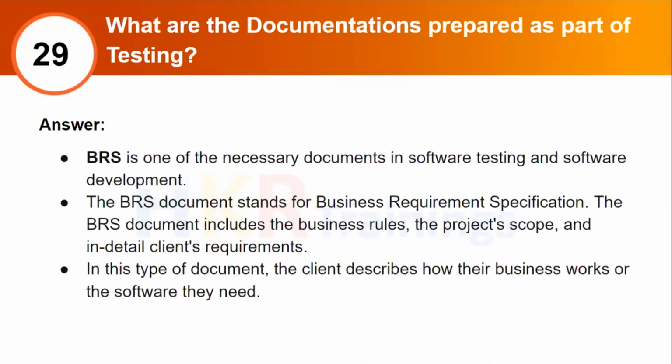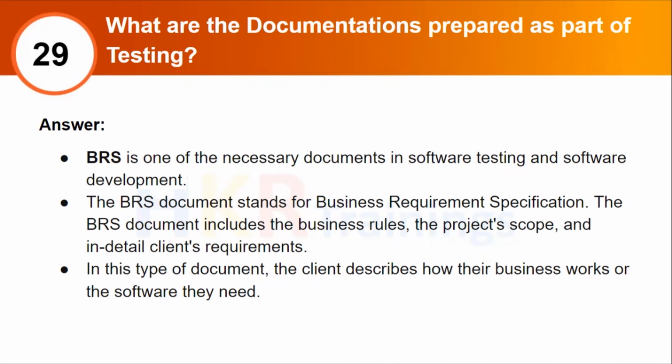What are the documents prepared as part of the testing? The main documents are the bug report document and the test case document, as I discussed before. Another one is called the BRS. It is the business requirement specification. This is given by our business analyst. It can be developed by the business analyst or else our manager. This will be given by them.